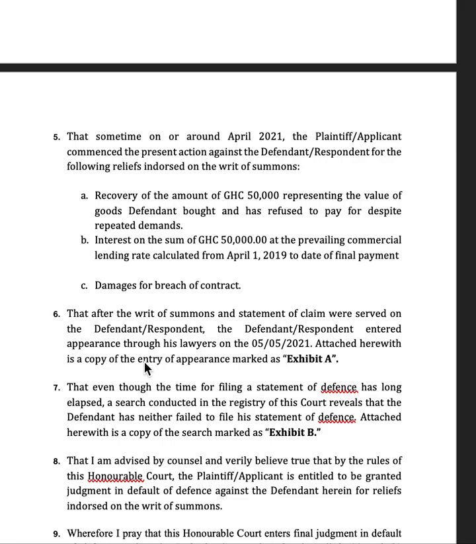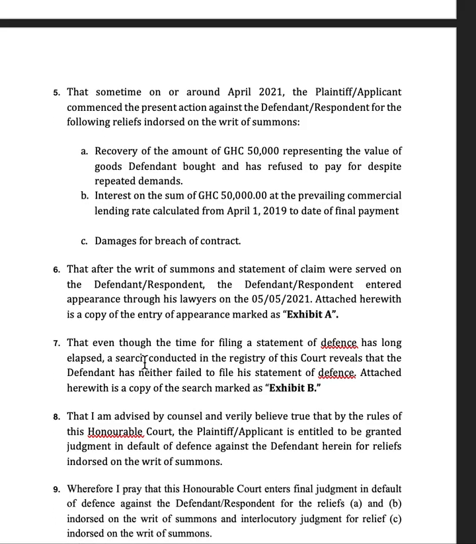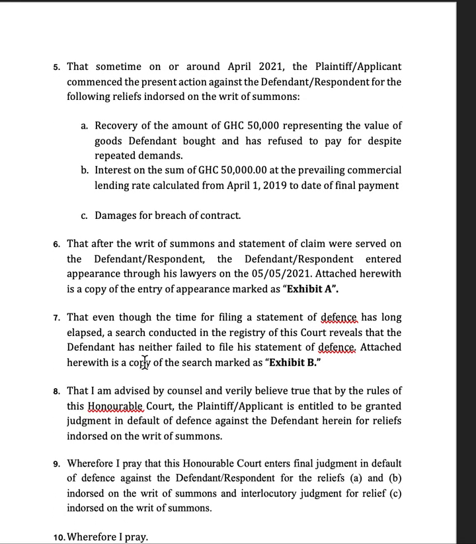Relief B is interest on the sum of 50,000 cedis at the prevailing commercial lending rate, calculated from April 1st, 2019 to date of final payment. Then damages for breach of contract.